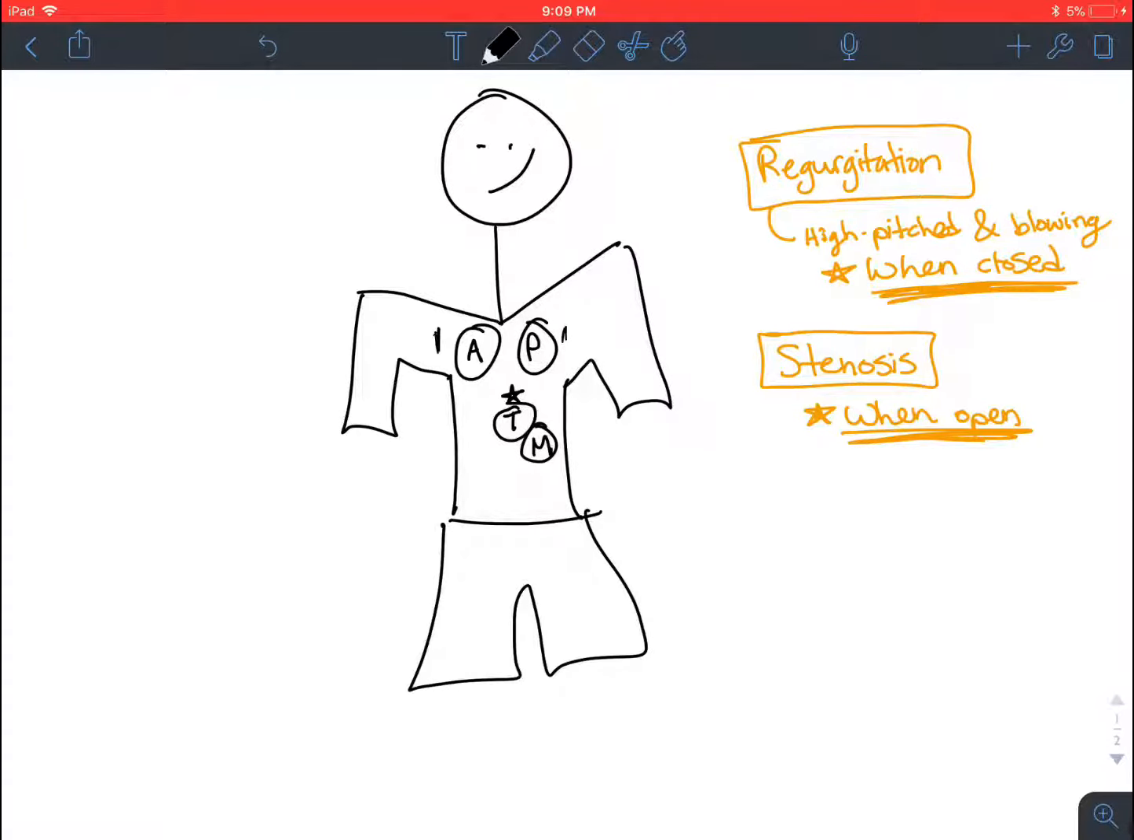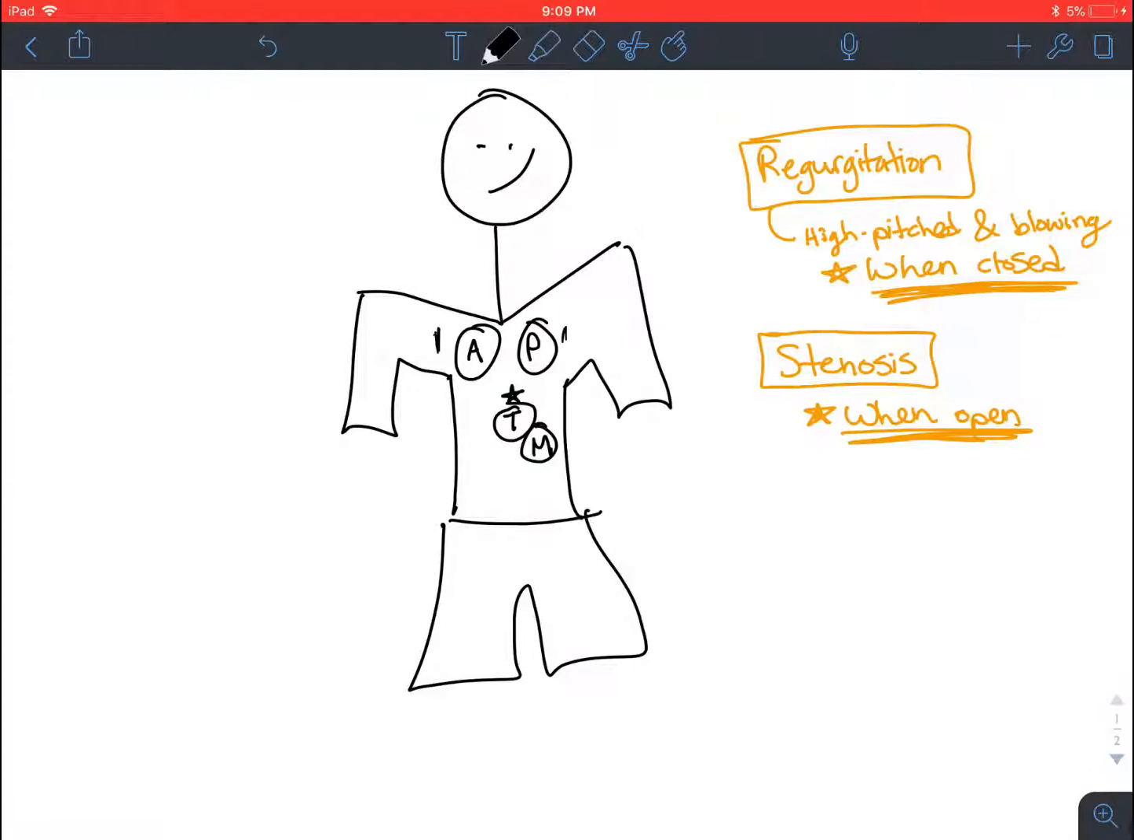This star right here is the area that's referred to as the left sternal border. The T is the tricuspid valve, otherwise called the left lower sternal border. And then you have this M right here for mitral valve, and that's best heard at the apex or the fifth intercostal space at the midclavicular line. There's different names for these.